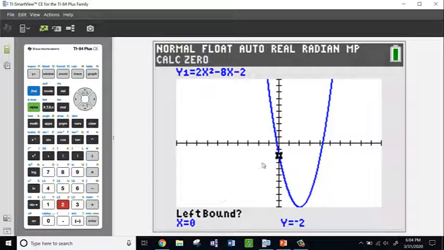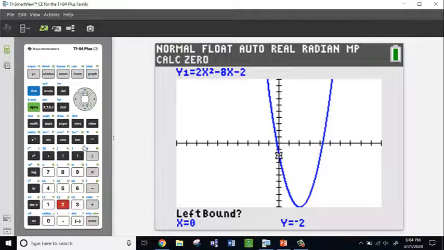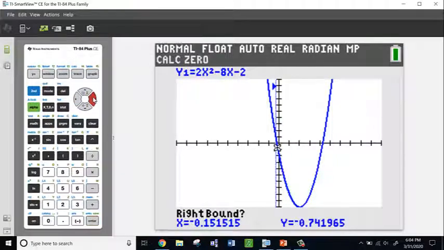Now what's going to happen is I'm interested in the 0 here, but it says left bound. This spot is not to the left of that. So I need to arrow a little bit to the left, which actually means I need to be above the x-axis. And I'm going to hit enter. And then I need to go a little bit to the right side of it, which means I need to be underneath it. And then I'm not going to guess. I'm just going to hit enter.